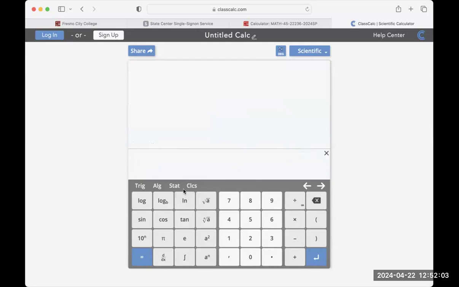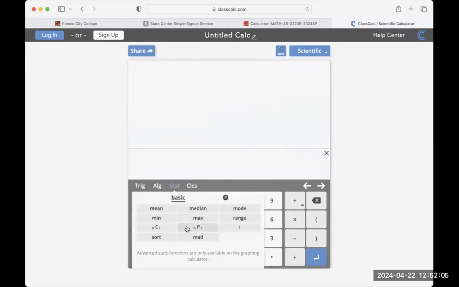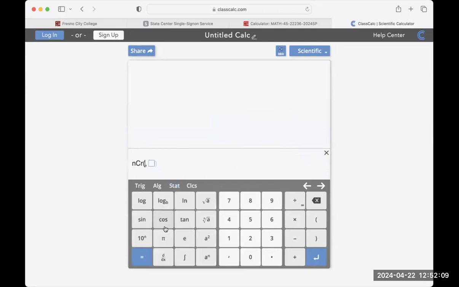Okay, and then the next one they wanted us to do, let me clear out of that and hit stat again. Now they want me to do the combination, so nCr. I put in seven and three, press enter, and that's 35. So there are 35 different ways that I can choose three members from seven.